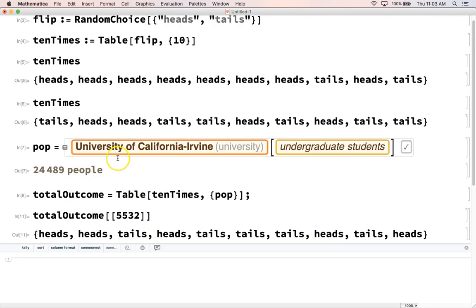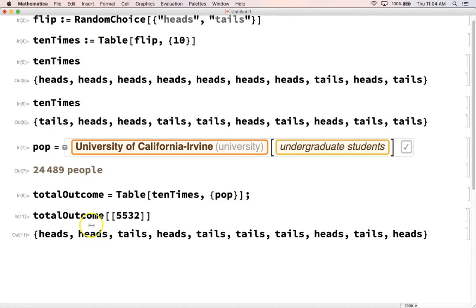And you might notice that here I defined it with immediate assignment instead of delayed assignment, and that's because this total experiment that I want to do, I want to just do it one time, and then I want to ask various questions about it, and I want to have the same result for each of those questions that I ask. So that's why I used an equals instead of a colon equals.